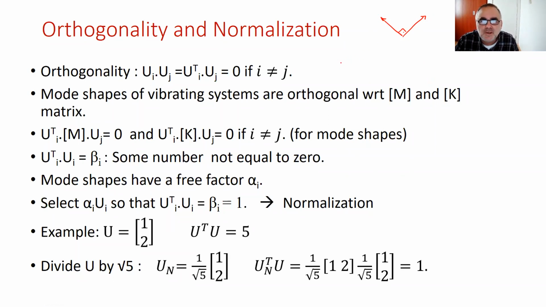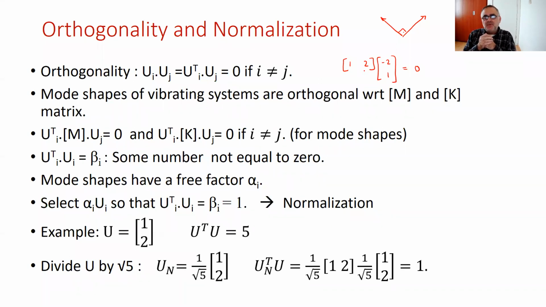For example, if you have a vector 1 and 2, and then another vector, let's say, -2 and 1, their dot product, their multiplication, will give you -2 plus 2, which gives you a 0. So 1, 2 and -2, 1 are perpendicular or orthogonal to each other. Okay. So if two vectors are perpendicular to each other, we call them orthogonal.